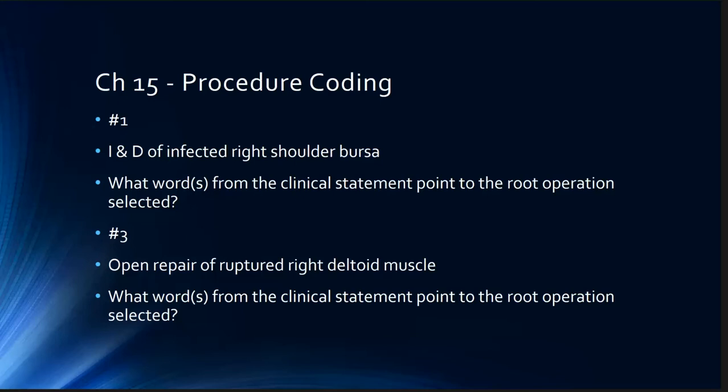Same for number 3. It's noted as an open repair of a ruptured right deltoid muscle. What word or words in that particular clinical statement would point you to a root operation? Because as we know, selecting the root operation is the first step in the process.